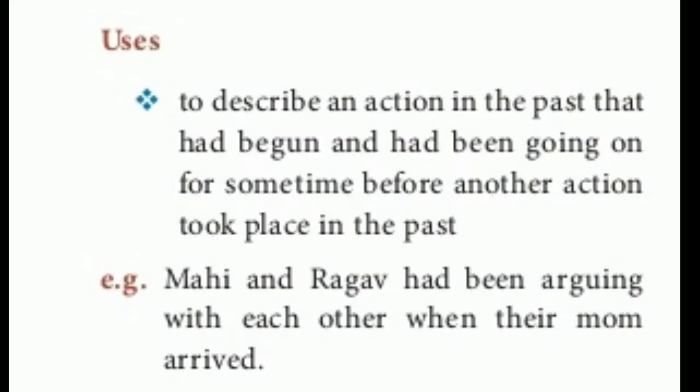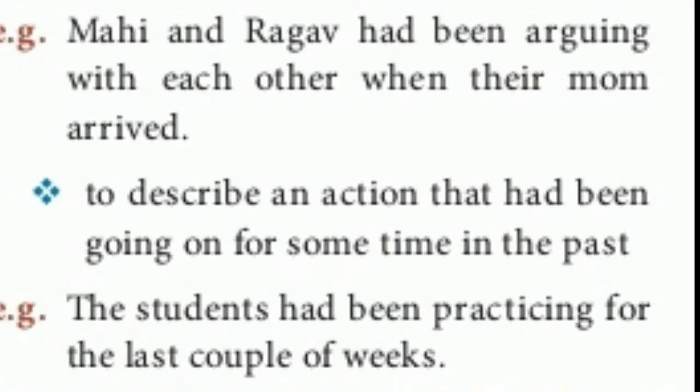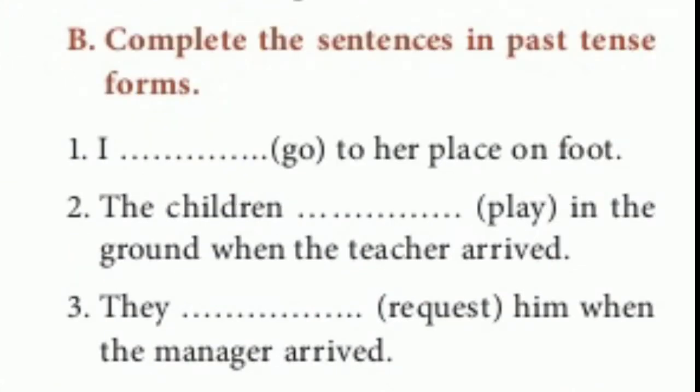Fine, children? Okay, now let us see the uses. To describe an action in the past that had begun and had been going on for some time before another action took place in the past. For example, Mahi and Raghav had been arguing with each other when their mom arrived. To describe an action that had been going on for some time in the past. The students had been practicing for the last couple of weeks. Fine? Okay, next one, children.